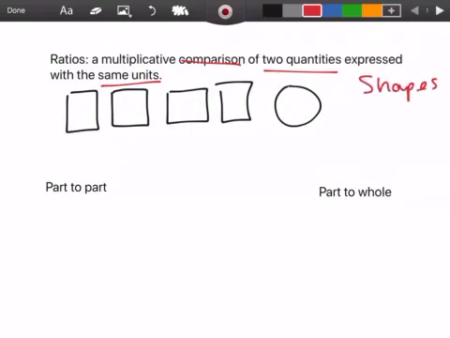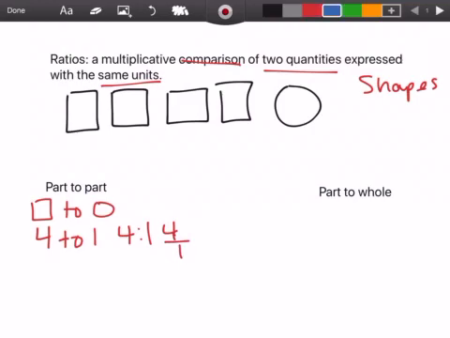All right, I have squares and I have circles. So I can write a ratio that compares the parts of the different shapes, or the part to whole. For part-to-part comparison, I could say the ratio of squares to circles. That's 4 to 1, because there's 4 squares for every one circle. I can also write this as 4:1 or 4/1. Those are the 3 different ways to write ratios.